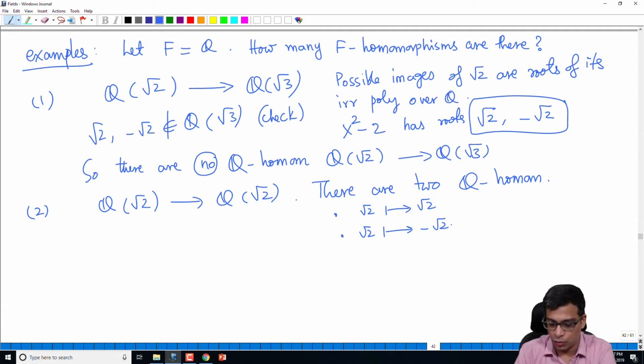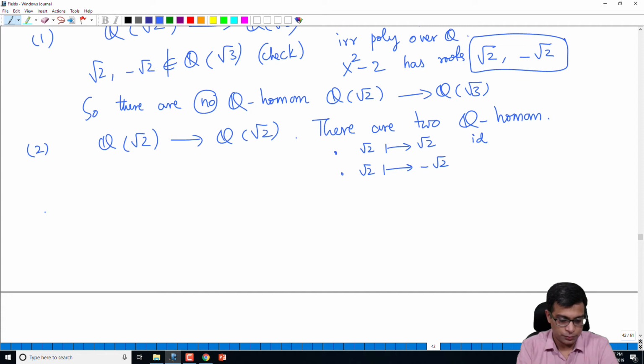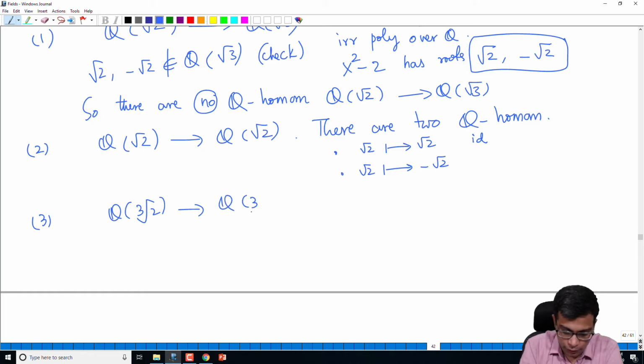So I can send it to this. So this is the identity map and this is another map. Remember, I am not specifying what the images of Q are because they are supposed to be fixed. So all I need to say is what is the image of root 2. The third example is, let's take cube root of 2 to cube root of 2.